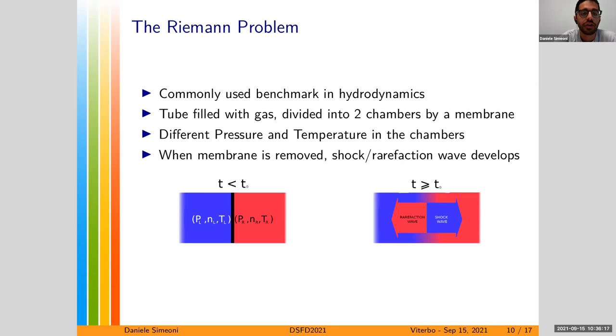And of course, we are using a benchmark that more or less everybody knows here, the Riemann problem, also called in the relativistic framework the relativistic shock tube. It consists basically of a tube filled with a gas divided into two chambers by a membrane. Both chambers are in different thermodynamic states, so you have different pressure, density, and temperature. Then at some point you remove the membrane and a shock and rarefaction wave develop in the tube.